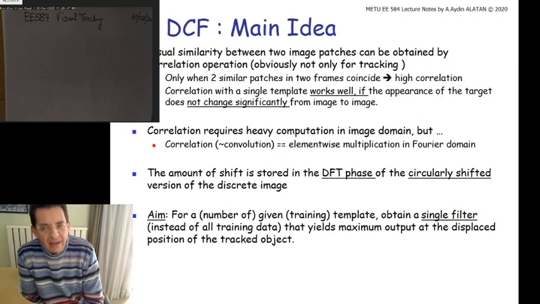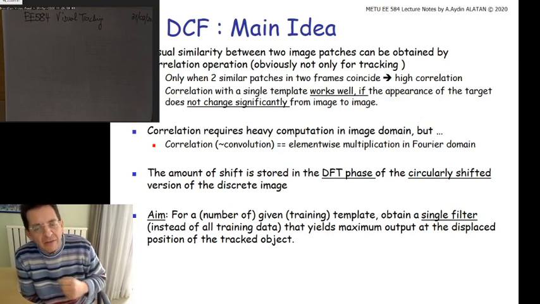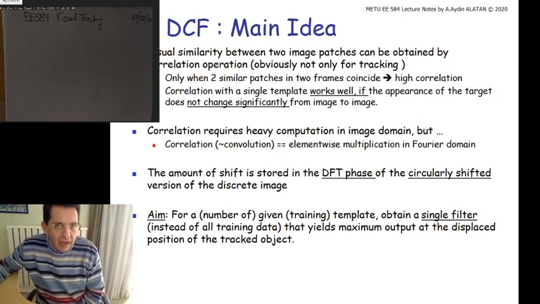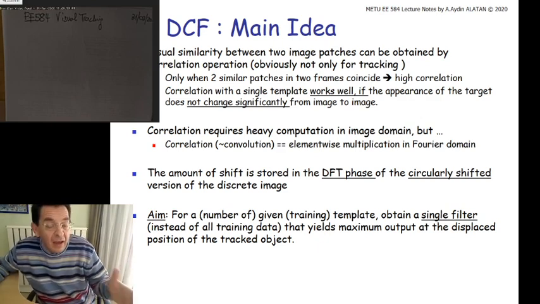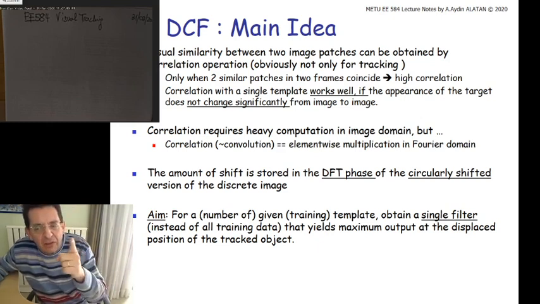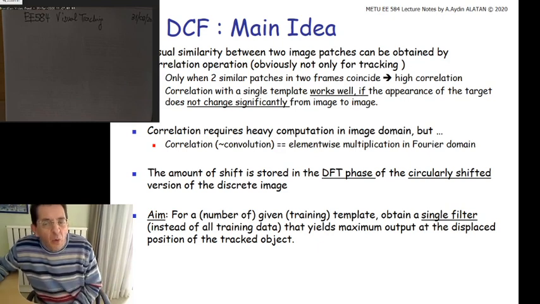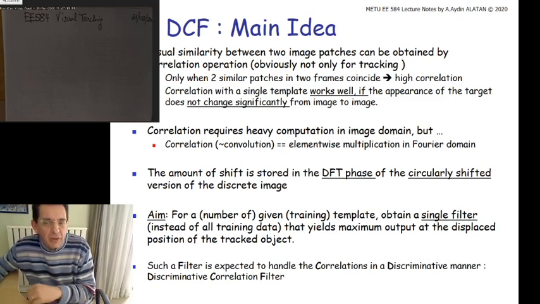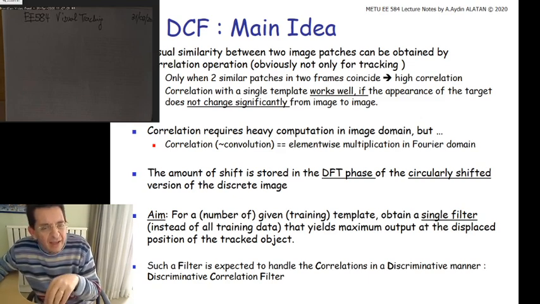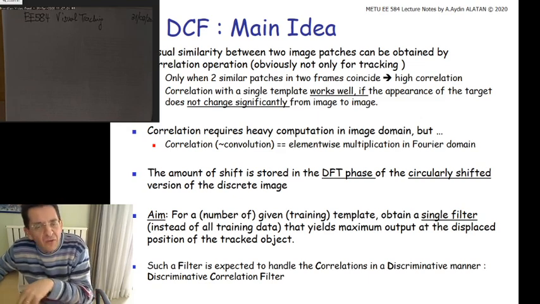I'm going to obtain a summary of all these things instead of all the training data, that will yield the maximum output at the correct displaced position. Therefore, I'm going to have a summary of my past frames and training templates, maybe a single one, maybe all of them, but at the end there will be a single filter. That single filter will look in the next frame for the correct displacement of the tracked object. Such a filter will handle the correlations in a very discriminative manner. Therefore, this is called a discriminative correlation filter.